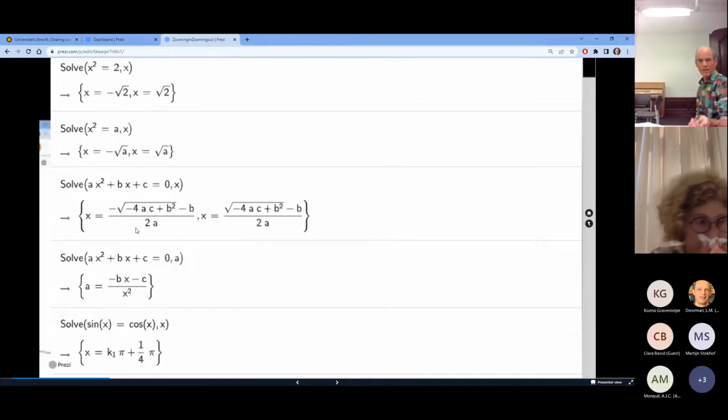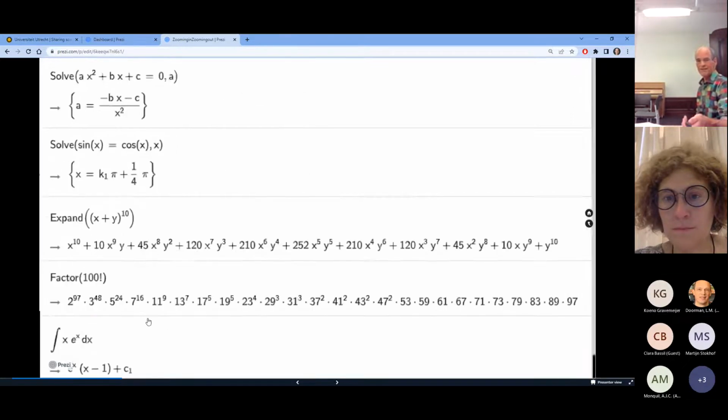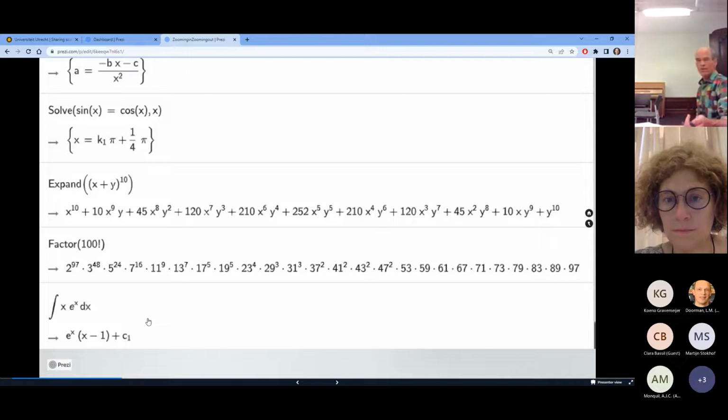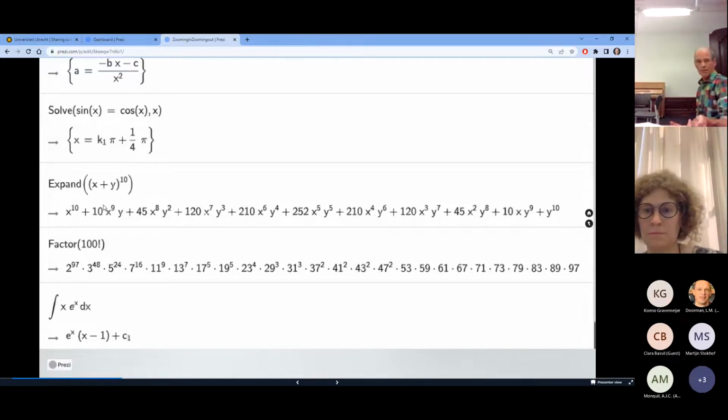I don't need to do it myself. And I can also solve it with respect to another variable, to A in this case, and then you get a different type of solutions. Or, well, trig equations, which are considered very hard. So all this is embedded in the expert system, which is called computer algebra. It's also nice: a lot of work to expand (x plus i) to the power 10 or to factorize 100 factorial. Integration, finding antiderivatives, was considered a magic art when I studied mathematics. It's no longer a magic art, it's encapsulated in the software.